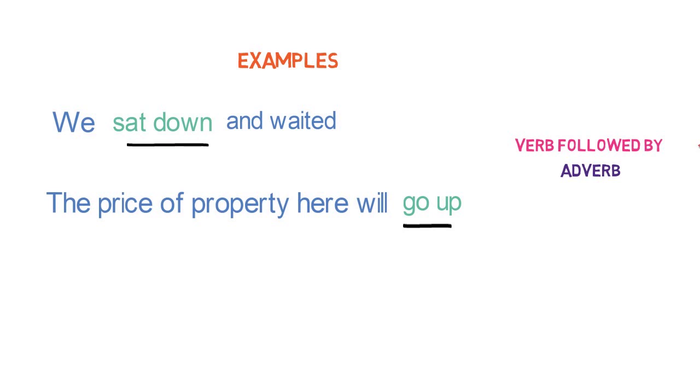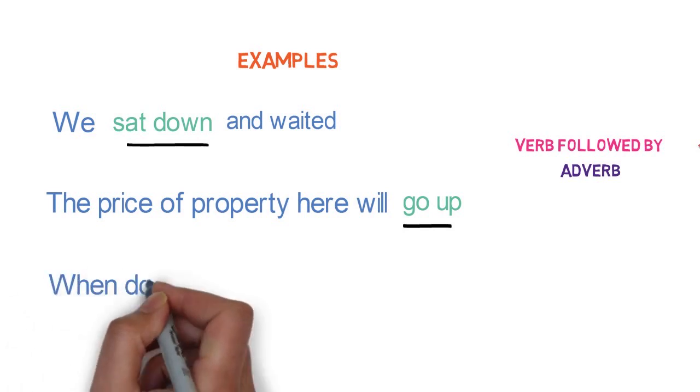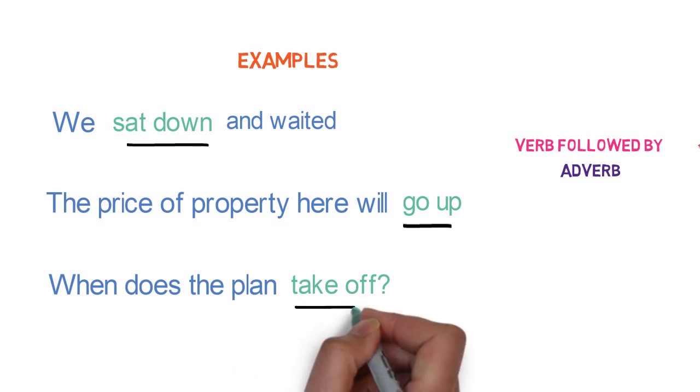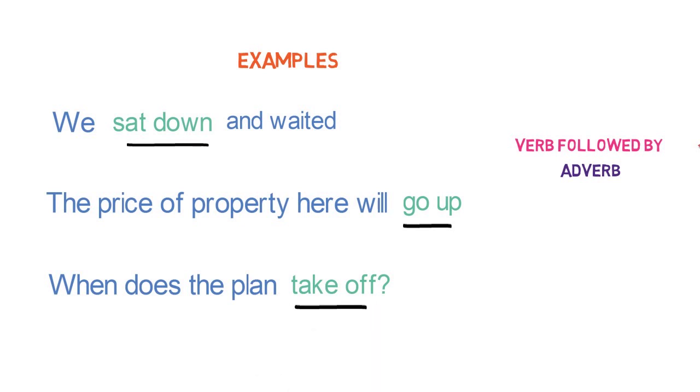Let's look into the last example of a phrasal verb containing an adverb. When does the plane take off? Here, take is the verb and off is the adverb. The whole phrase take off is a phrasal verb containing an adverb. All these are the examples of phrasal verbs having adverbs.